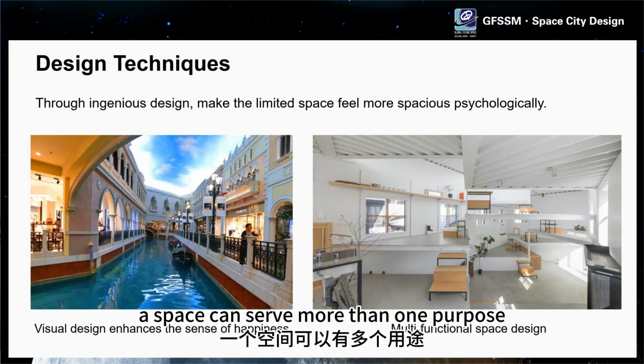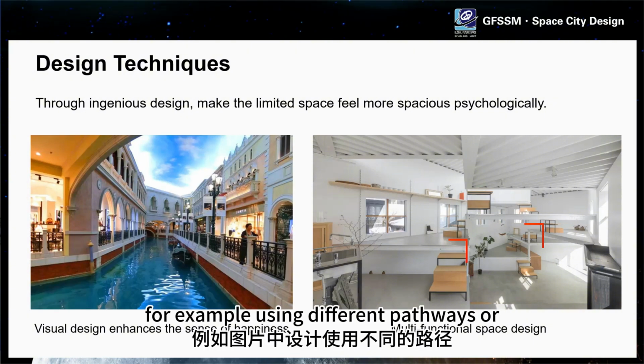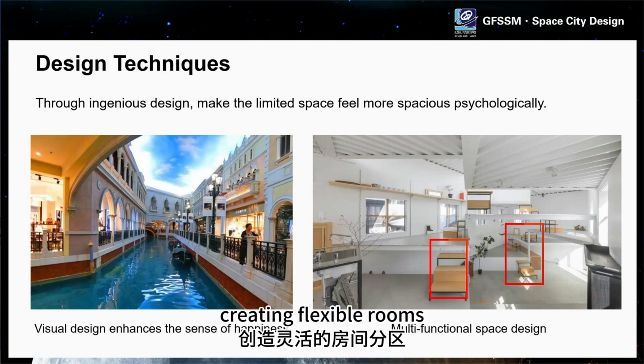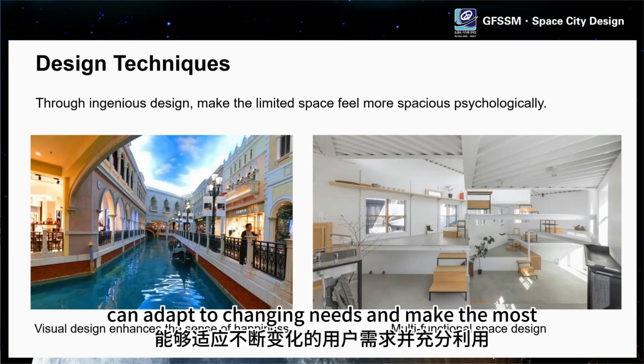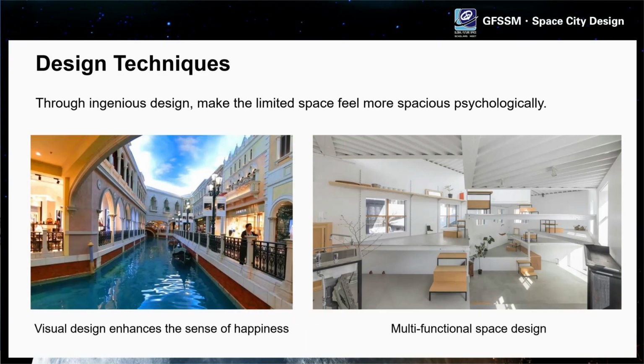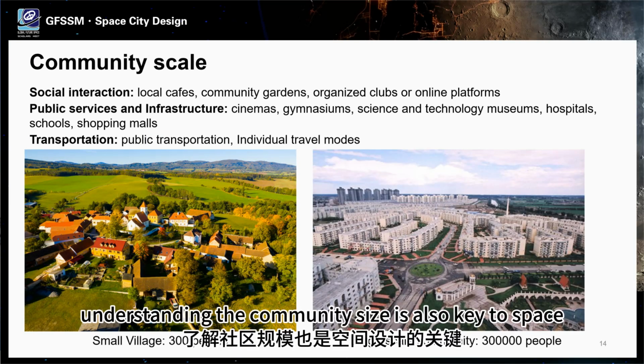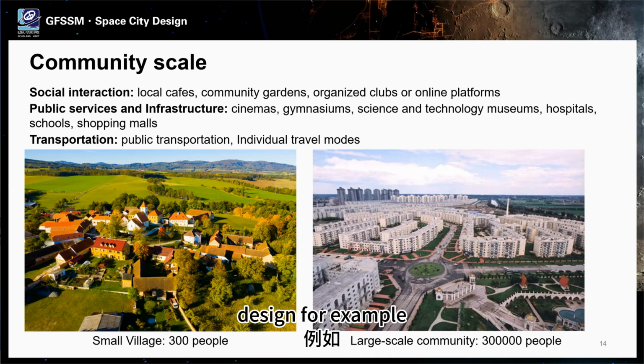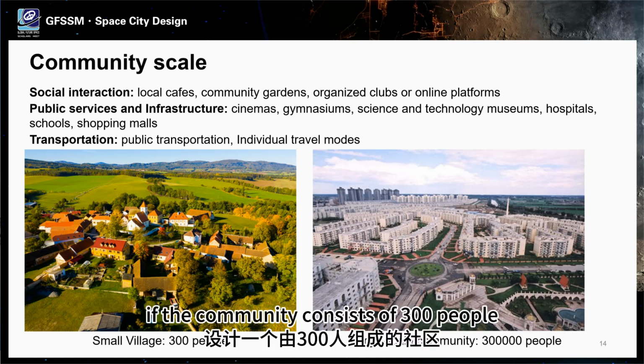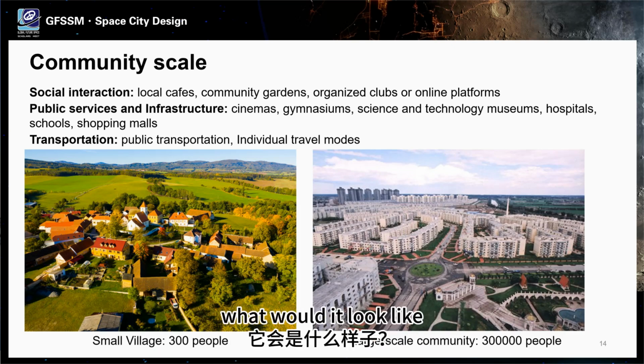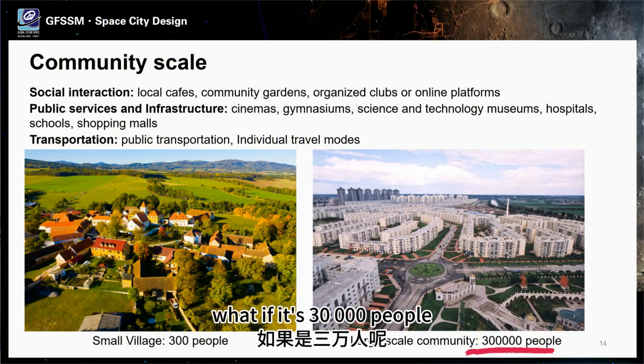Multifunctional spaces. A space can serve more than one purpose. For example, using different pathways or creating flexible rooms can adapt to changing needs and make the most out of limited space. Understanding the community size is also key to space design. For example, if the community consists of 300 people, what would it look like? What if it's 30,000 people?